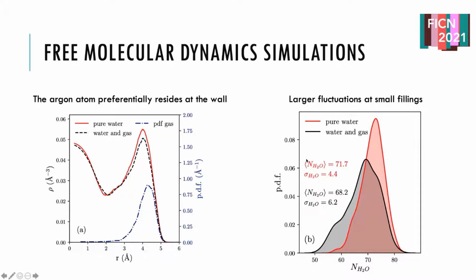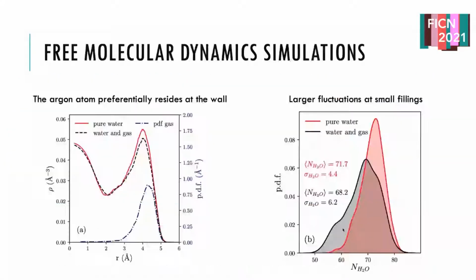While the pore is filled only with water, we obtain the red distribution, which is pretty sharp and peaked at around 72 water molecules. But when the argon is inside, as you can see, the distribution broadens, and also a component rises at low filling values, which are the fluctuations that eventually lead to the drying.